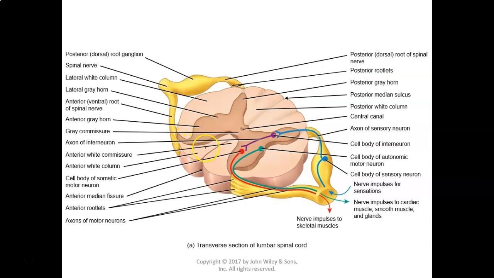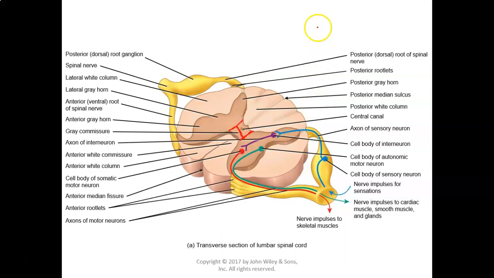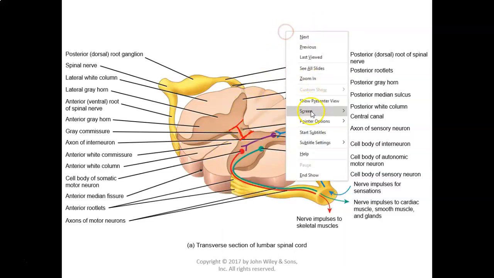So some other things that we see. There's kind of a bridge from here to here, this in between. That's something called the gray commissure. All of this in between, that's called the gray commissure. Again, gray commissure.